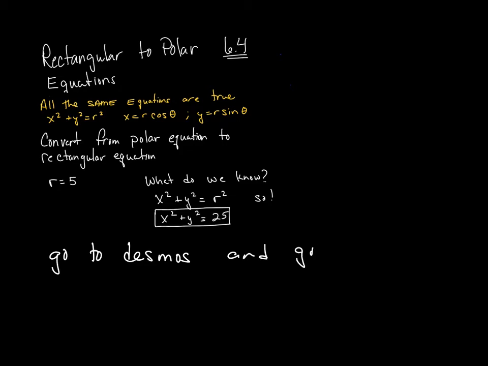Go to Desmos, and I want you to go ahead and graph both r is equal to 5 and then x squared plus y squared is equal to 25. You'll see that they are both circles. When the radius is equal to 5 in the polar coordinates, you get a circle with a radius of 5 centered around the pole. Same thing with x squared plus y squared is equal to 25. And that's what we're going to be doing with all of the equations in this particular section. We won't have to graph these, just know how to change from polar to rectangular and rectangular to polar equations.